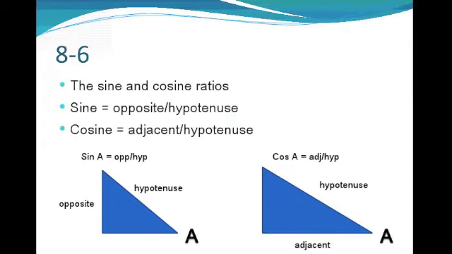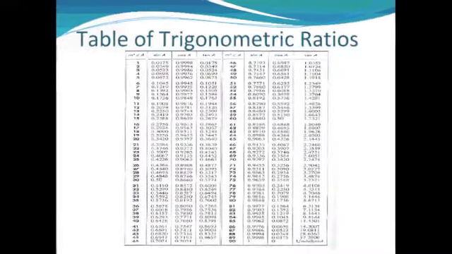The sine and cosine ratios. Sine equals opposite over hypotenuse. Cosine equals adjacent over hypotenuse. So in this right triangle, the sine of angle A is the leg opposite angle A over the hypotenuse. And the cosine of angle A is the leg adjacent to angle A over the hypotenuse.